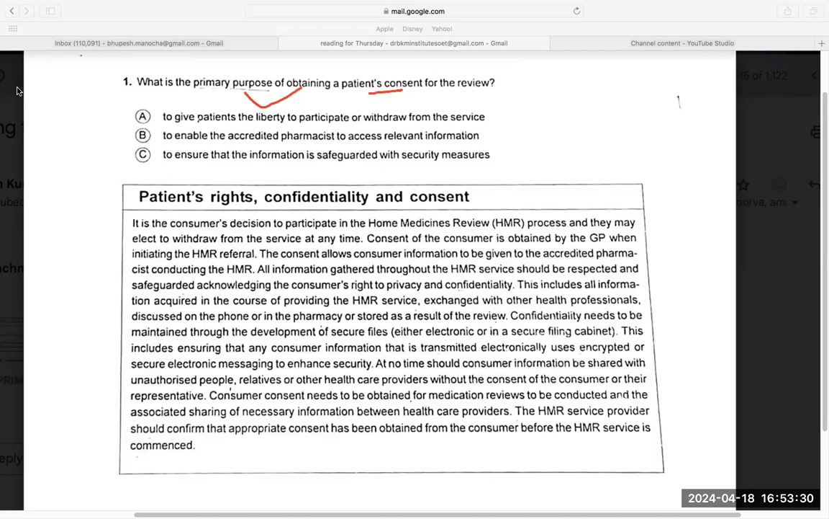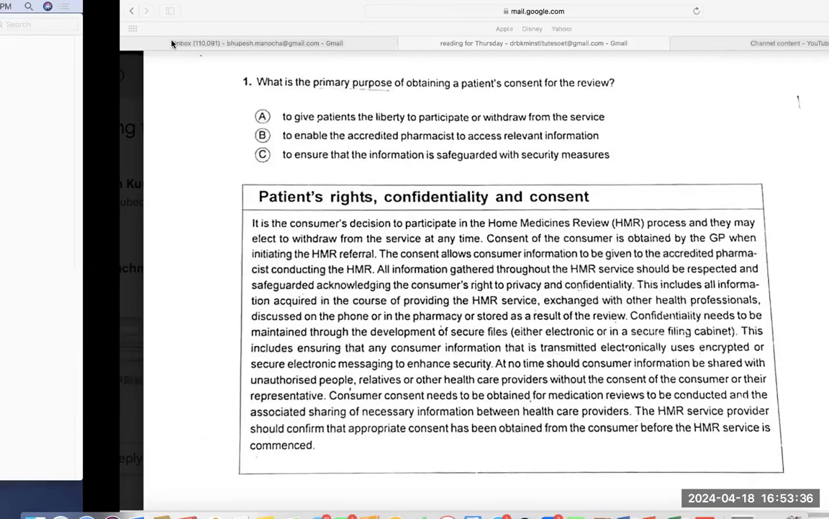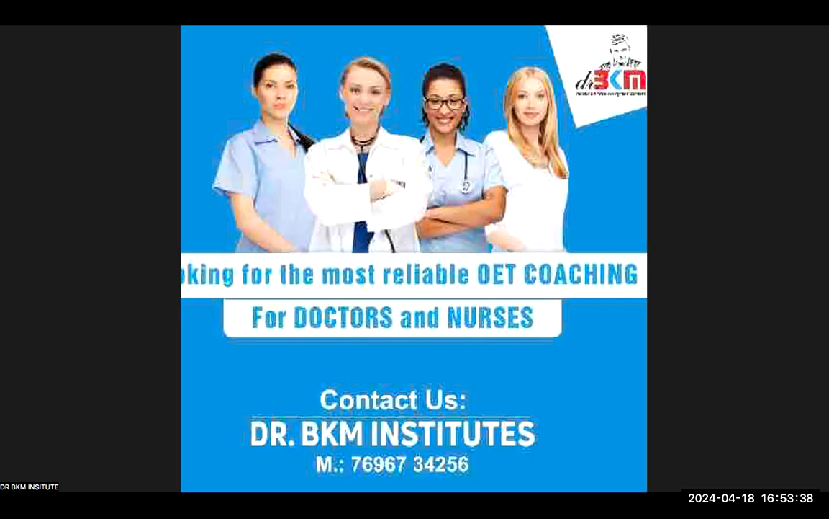Generally, I want you to participate if you don't mind. Just give me a second and please respond to me: what do you think? Why do we take consent of the patient in the medical profession? Why do we take the consents? Yeah, you can participate. I have unmuted you guys.